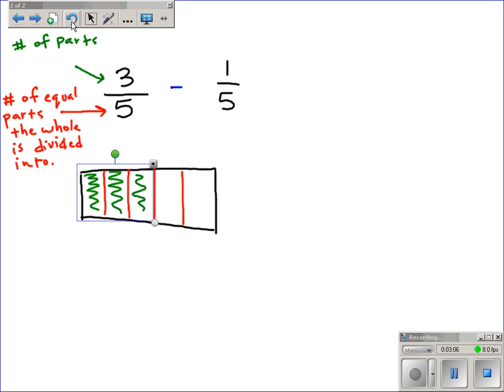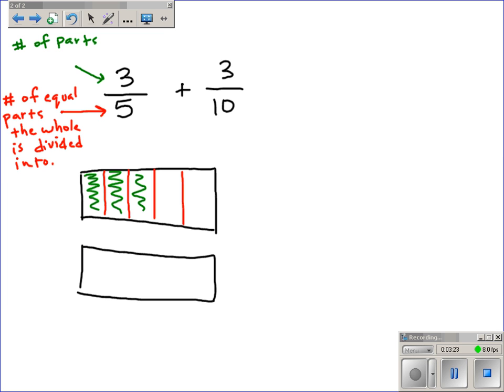But let's say instead of adding 1/5, we add something like 3/10. Okay. Now the size of the pieces are not the same. Let me draw 3/10. So I have the whole, the same whole, divided up into 10 pieces. And of those 10 pieces, I have 3 of them.